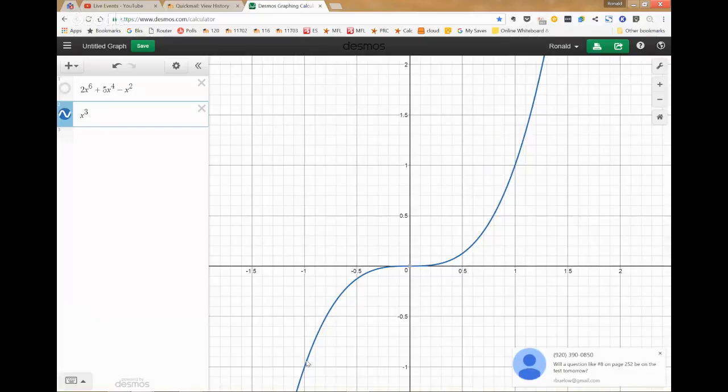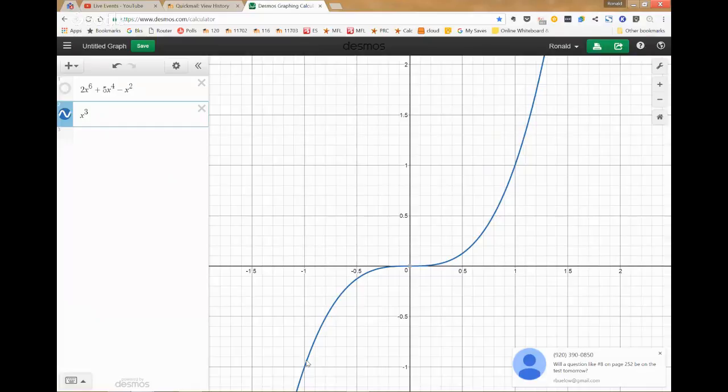Partly because I never required it. Somebody just sent me a text message, and I'm answering you right now too. Will a question like number 8 on page 252 be on the test tomorrow? Not just like it, no, because of the graphing calculator requirement for the way they set it up.